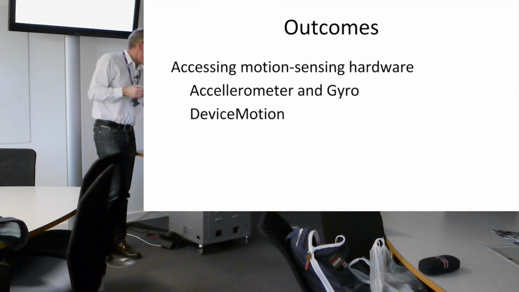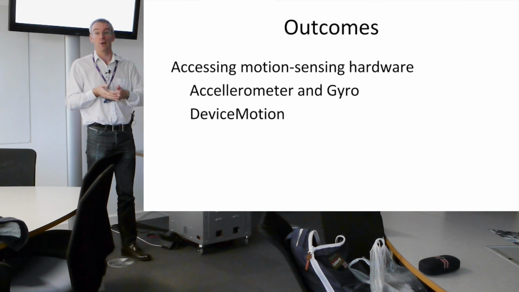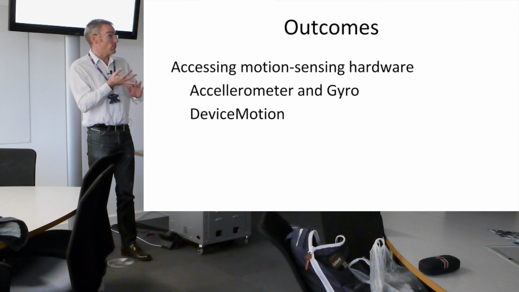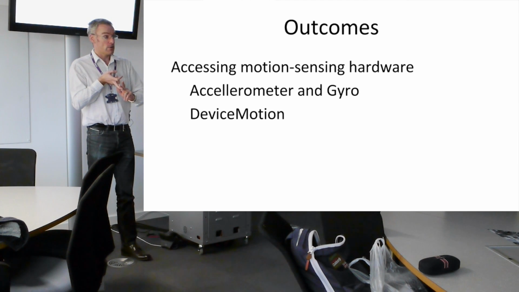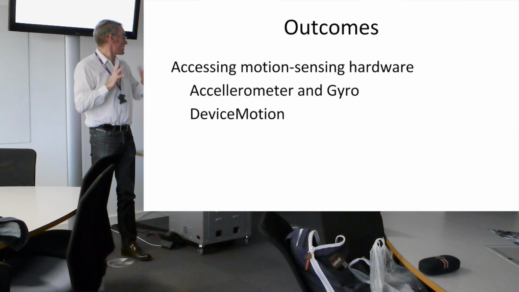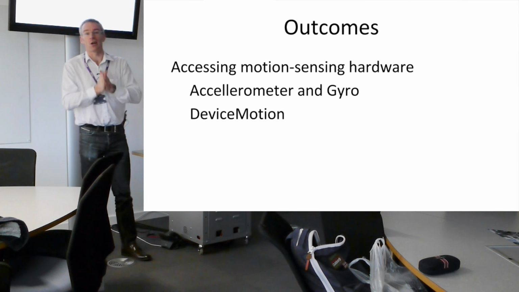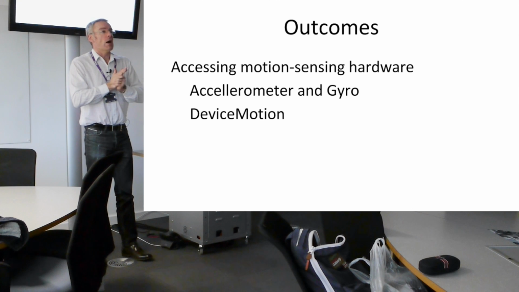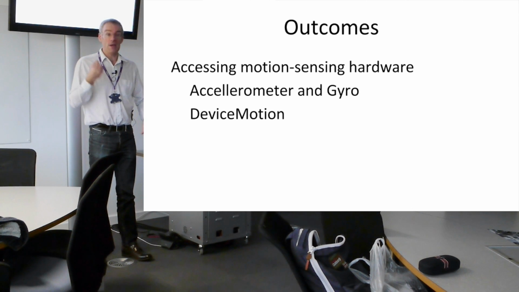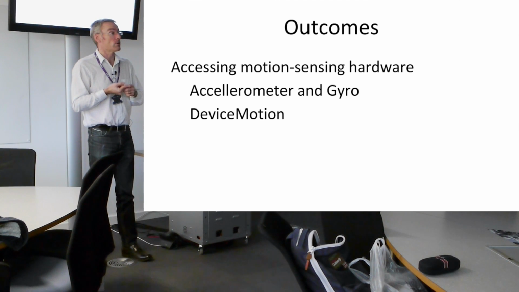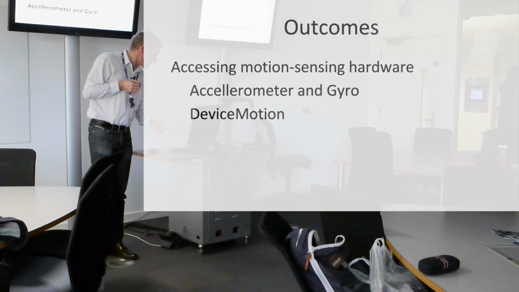Commotion. Commotion is how we access the hardware inside the phone. The two bits of hardware are the accelerometer and the gyroscope. So how do we access the accelerometer and gyroscope inside the application? So I'm going to start off by talking about the accelerometer and gyroscope, but then I'm going to talk about something called device motion, which I think you'll find quite useful. But I'll save it till later.